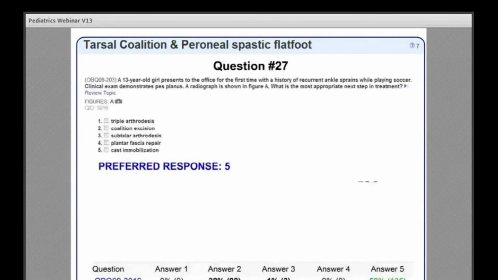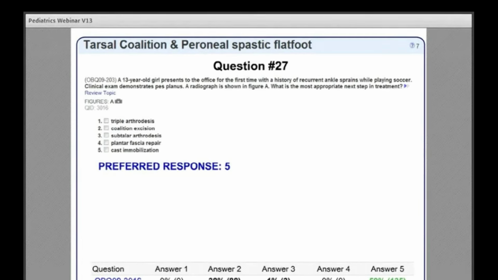So back to the question. It's a 13-year-old girl who specifically presents with recurrent ankle sprains while playing soccer. The most appropriate next step in treatment in this answer is 5, cast immobilization, because they don't give you any delineation of any other conservative treatment attempted thus far.